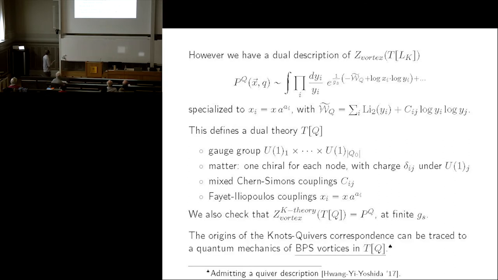And so we come to the conclusion that the origins of the quiver dynamics can be traced back to a quantum mechanics for the BPS vortices in a theory, T[Q], whose description we're able to give quite explicitly. And it's interesting to note that a couple of years ago, Hwang, Yi, and Yoshida also observed that in certain 3D N=2 theories, the vortex spectrum does admit a quiver description. So there's a set of basic vortices, a finite set, and the rest of the spectrum is generated by quiver quantum mechanics, where these basic vortices play the role of nodes. So the class of theories that Hwang, Yi, and Yoshida studied is actually a bit different from theories T[Q], but there is an overlap between the two, and for those in the overlap, we checked that the two descriptions are consistent.